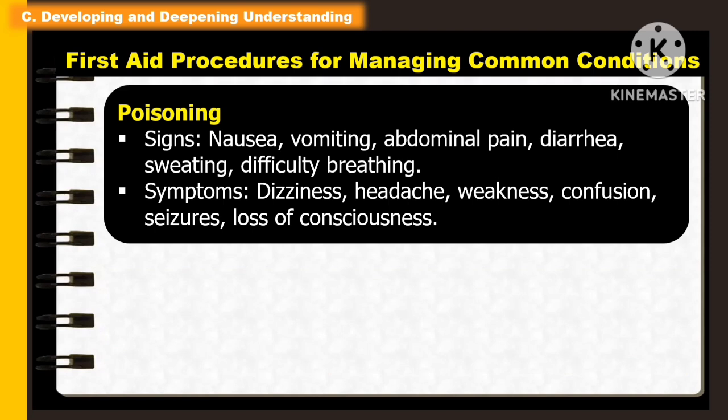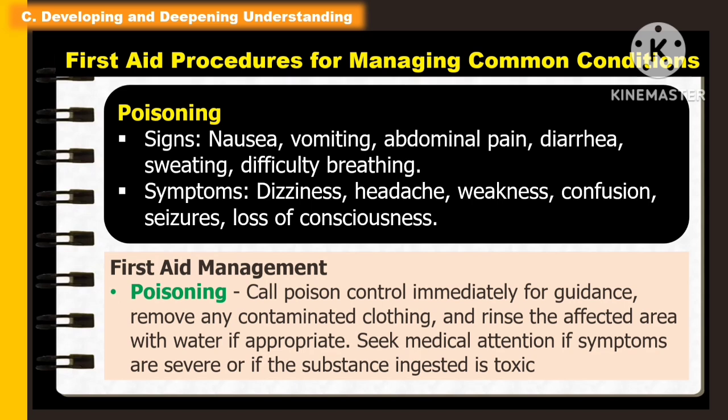Another first aid procedure is the poisoning. So the signs are nausea, vomiting, abdominal pain, diarrhea, sweating, and difficulty breathing. The following are the symptoms: dizziness, headache, weakness, confusion, seizures, loss of consciousness. And for the first aid management, call poison control immediately for guidance, and you need to remove any contaminated clothing and rinse the affected area with water if appropriate. Then you need to seek medical attention if the symptoms are severe or if the substance ingested is toxic.